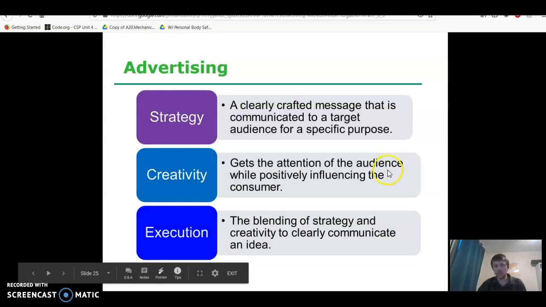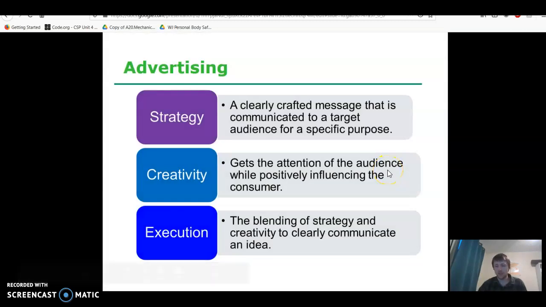All three of these are important. And if one is not there to support the others, you could really end up with an advertisement that falls flat. So you want a clearly crafted message, you want something that gets the audience's attention and something that they can really get interested in. And lastly, the strategy needs to communicate the idea well, and it needs to be something that looks appealing.